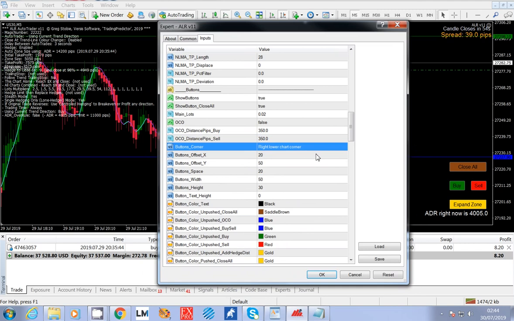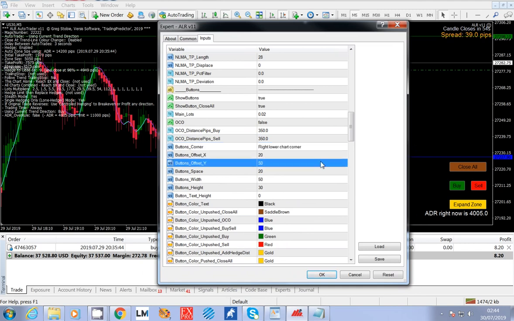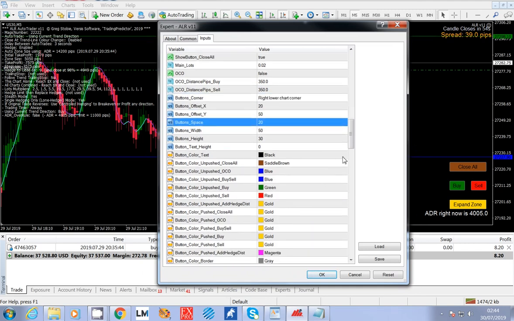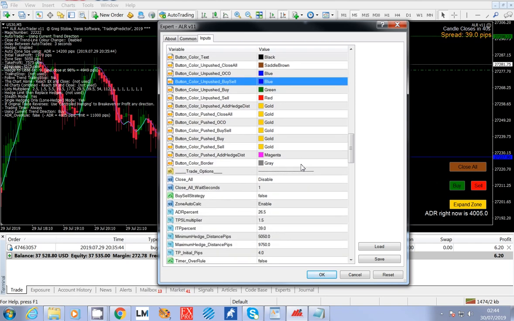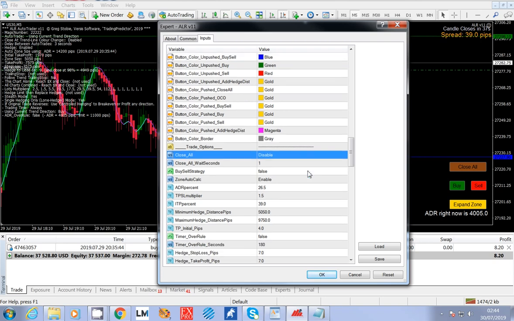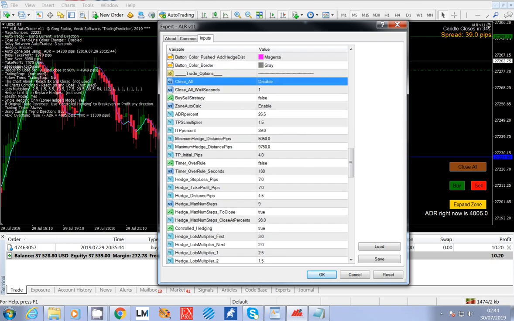This is just positions of buttons and size of buttons you can play with if you want to change the position of these and size of these and colors, etc. That's all self-explanatory, which takes us to the trade options section.